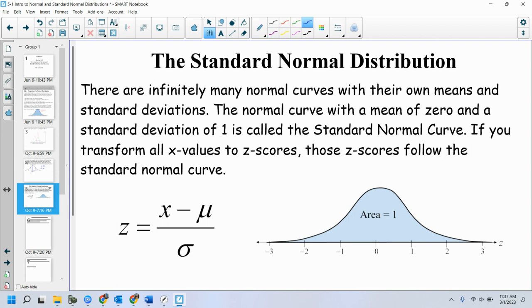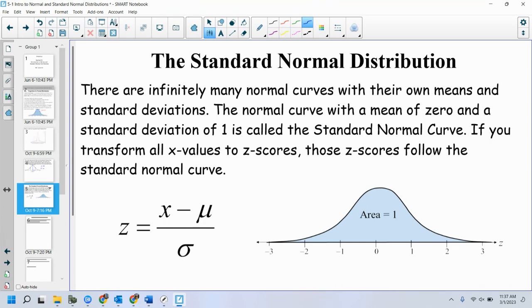So how do you transfer from x value to z value? Well, you take x minus mu divided by sigma. X minus mu divided by sigma. That will get you your z-score. X minus mu divided by sigma.